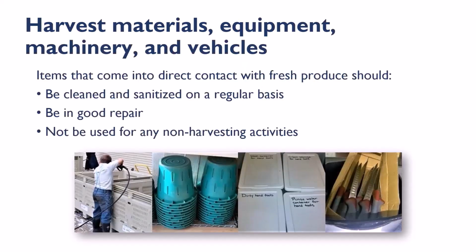Any item that comes in direct contact with fresh produce, such as harvesting tools, bins, or other harvest materials, should be cleaned and sanitized on a regular basis, be in good repair, and not be used for any non-harvesting activities, including carrying or storing non-produce items. Documentation should be kept on the cleaning protocols and when equipment and tools are cleaned and sanitized.